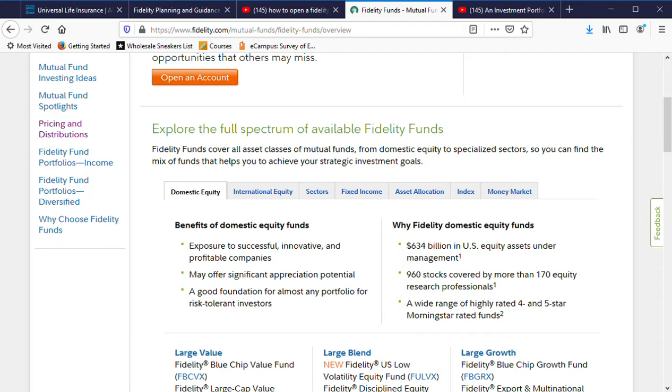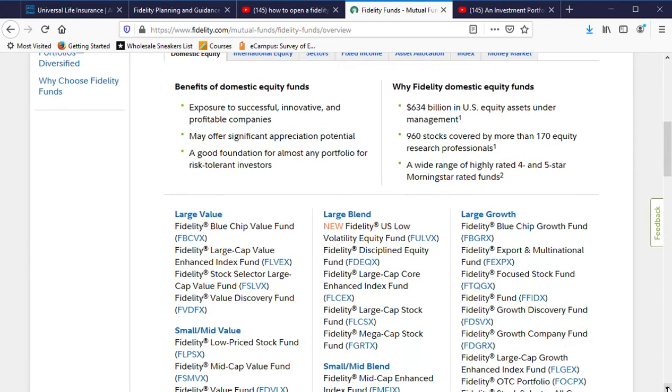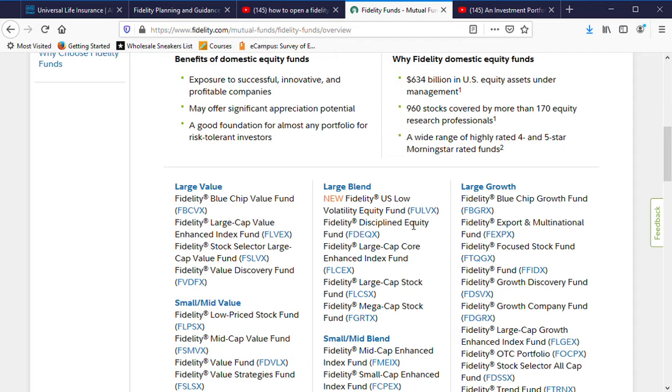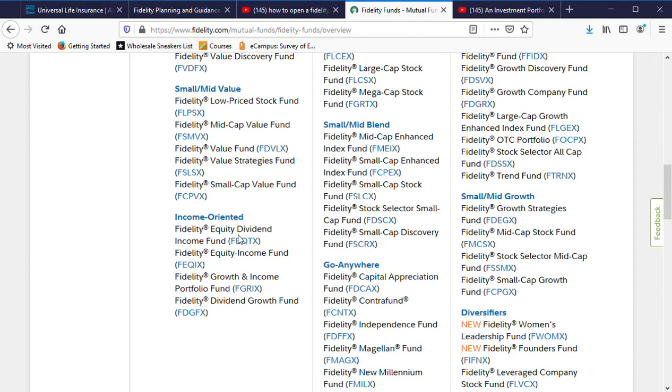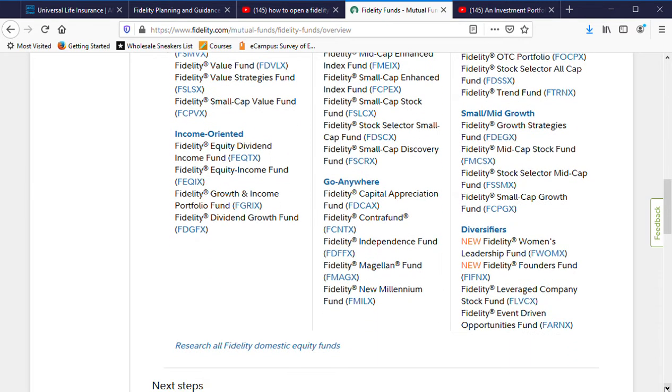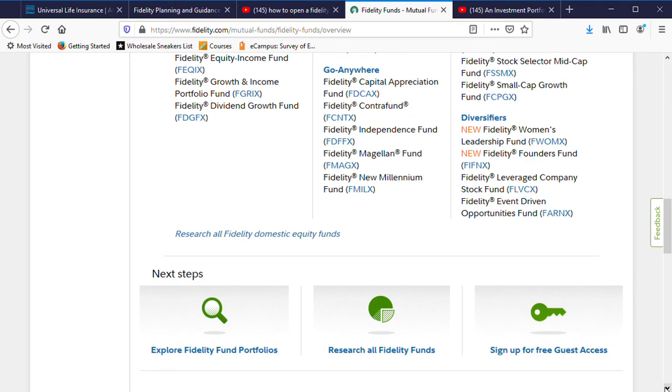Now, these are all the types they have. They have large value, large blend, large growth. They have small value, small blend, small growth. Then they have income oriented, go anywhere, diversified. These are all the types of funds they have that you can invest in. So what we're going to do, we're going to scroll all the way down, and then we're going to go to research all Fidelity funds, okay? Or maybe let's explore the Fidelity Fund portfolio. Let's look at that.